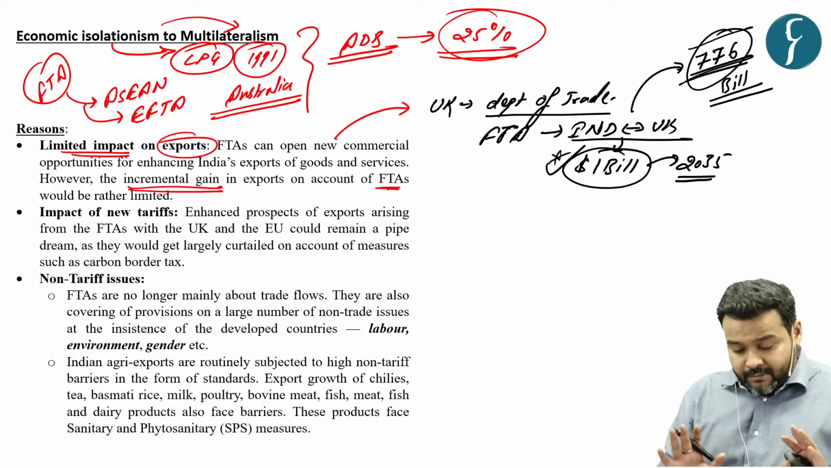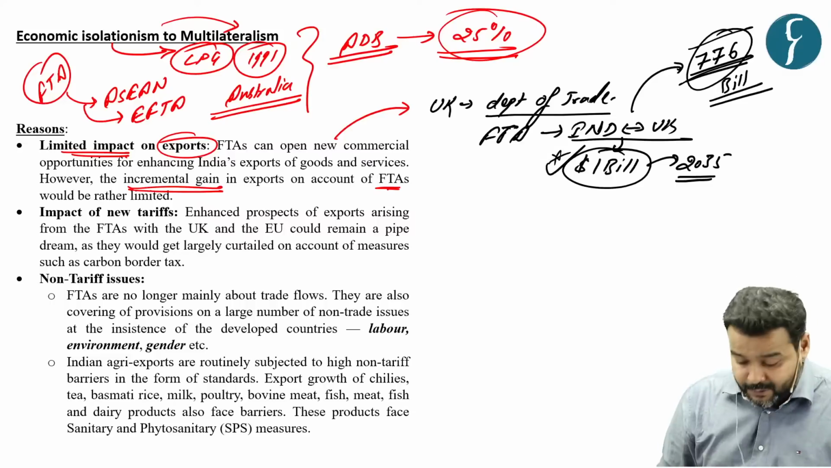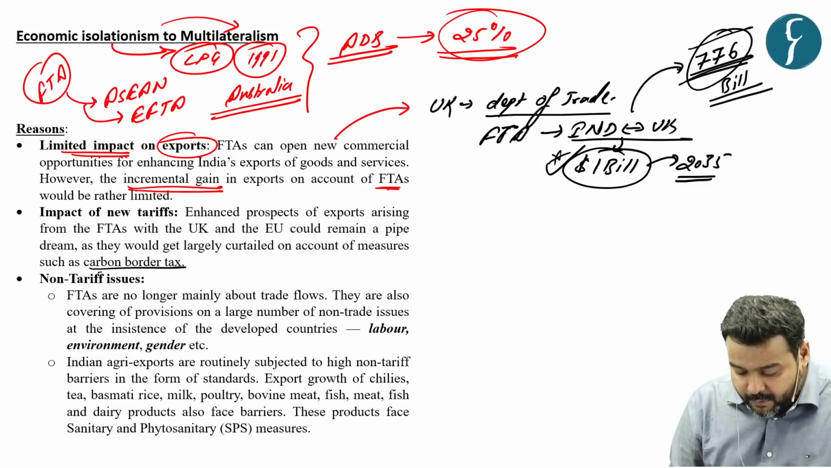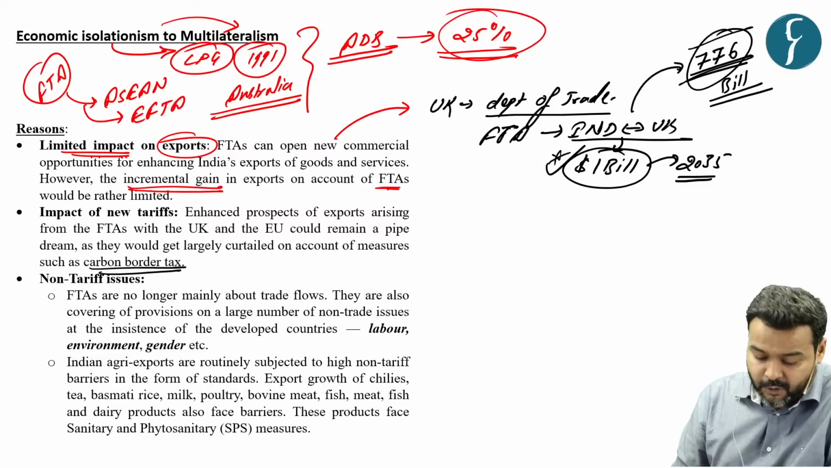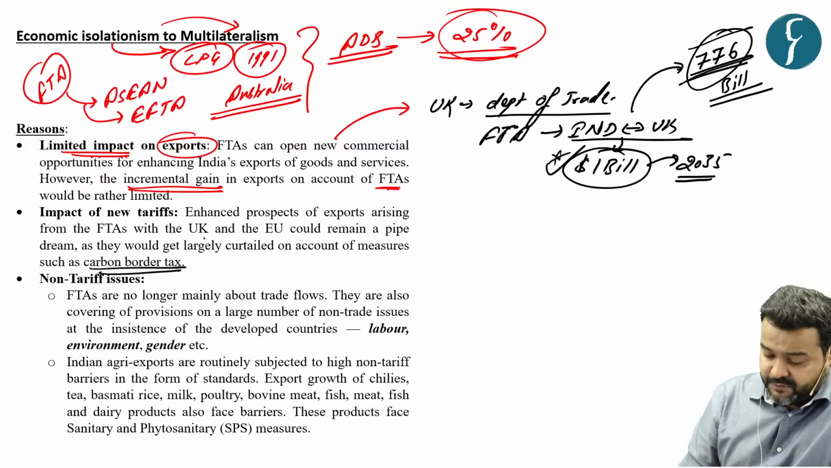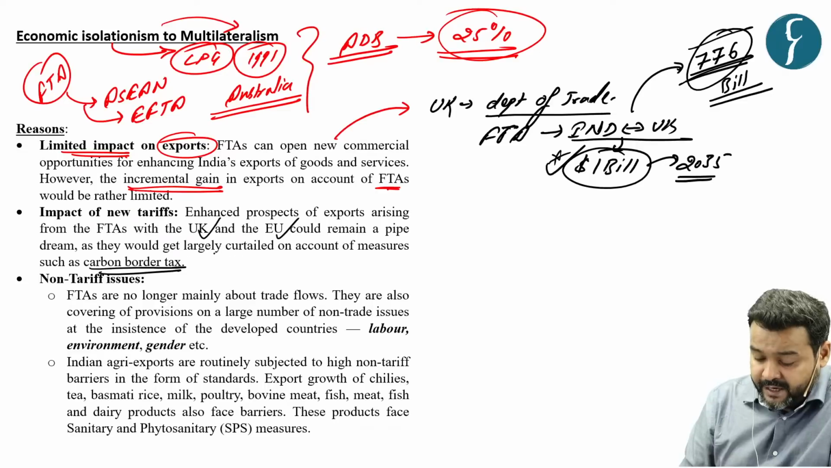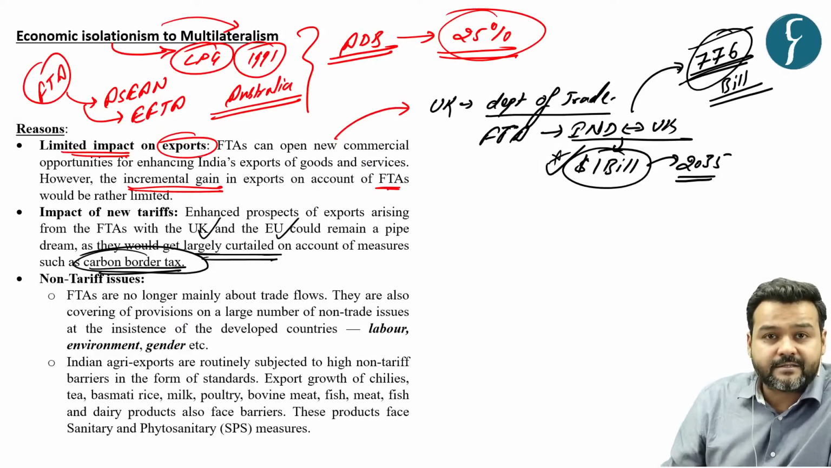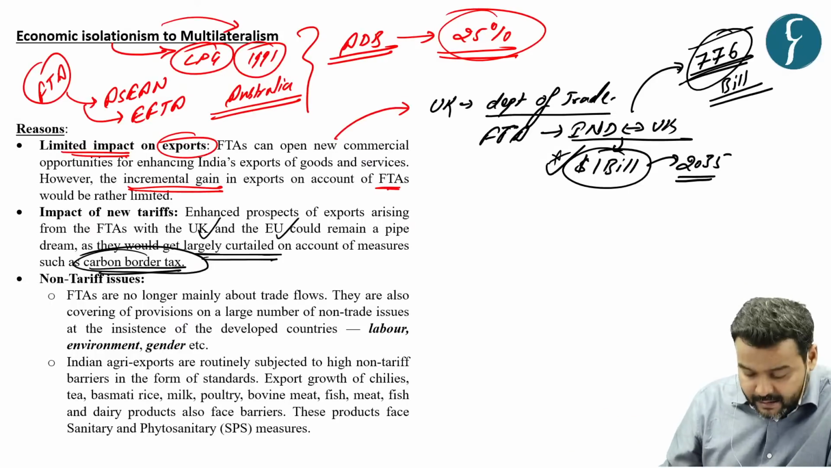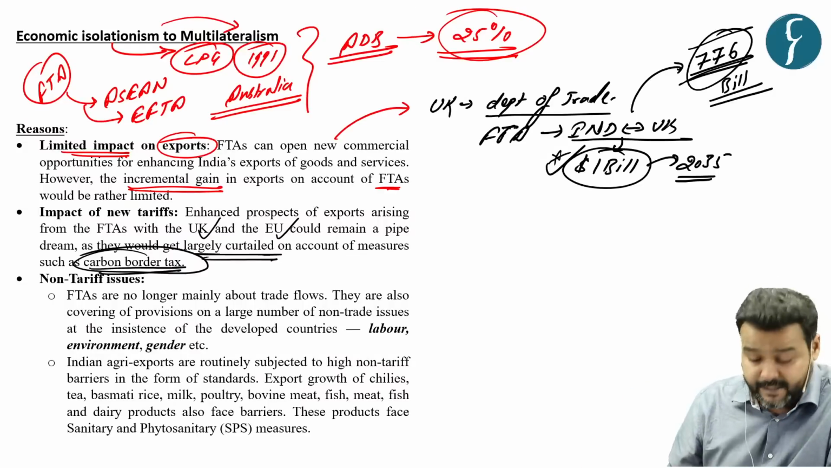Second, there are new tariffs also, like the carbon border tax. This article says that the enhanced prospect of export arising from FTAs with the UK or EU could remain a pipe dream, as they would get largely curtailed on account of other tariffs like the carbon border tax. So the edge is again gone. Your manufactured product would be much costlier.